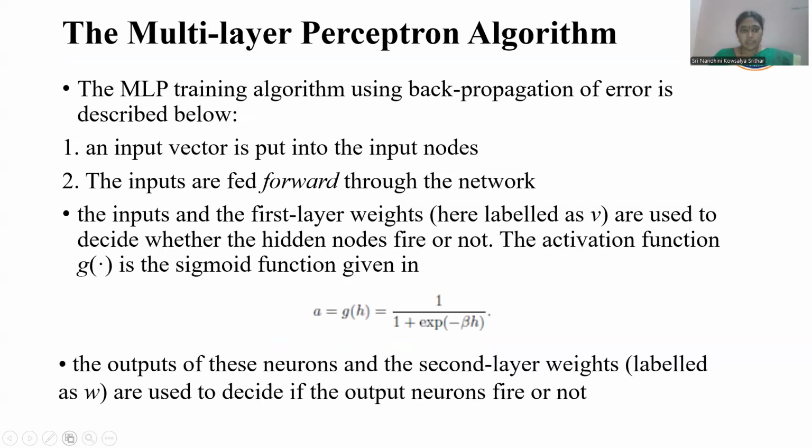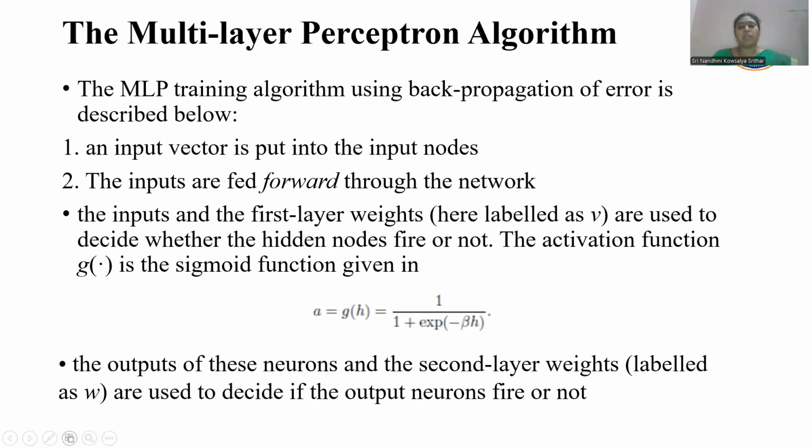Then the multi-layer perceptron algorithm is called the MLP training algorithm using backpropagation of error, described below. An input vector is put into the input nodes. The inputs are fed forward through the network. The inputs and the first layer weights are used to decide whether the hidden nodes fire or not.